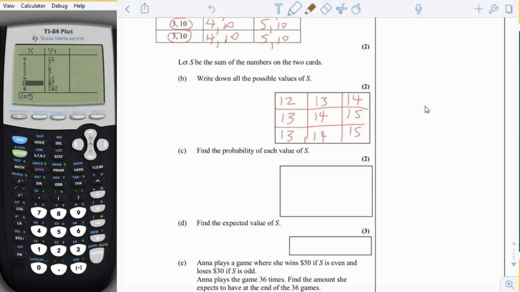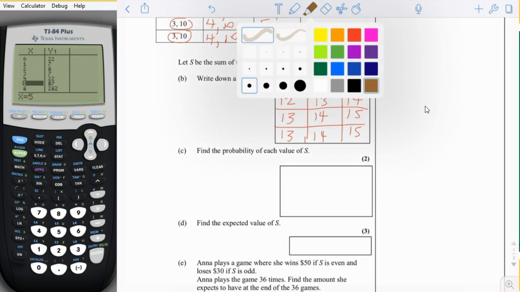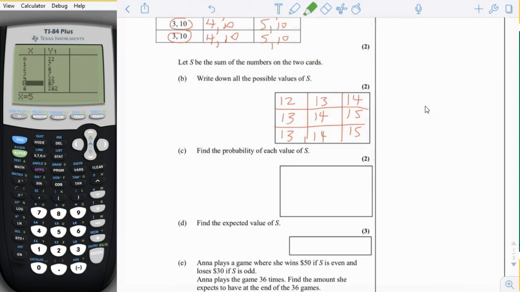Now, if you look at this, only some of the values of S are really distinct, unique values of S, right? There's 12, there's 13, the other 13s are repeated, there's 14 repeated, and there's 15. So there's really only 4 different values for S, but they have different probabilities, right? So let's do this. The unique possibilities are 12, 13, and 14. But each one of those has a different probability of happening.